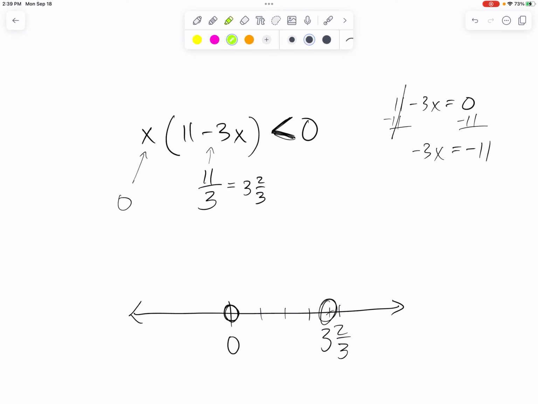If you pick a number from this location and plug it in, it's going to work. If you pick a number from this location and plug it in, it will also give you a true statement. If you pick anything in this area, it's going to be invalid. It will be incorrect. Let me prove it to you. I'm going to pick the number 2. It's in that zone. So if I put it here, I'd have 2 times 11 minus 3 times 2, that's 11 take away 6. So I get 2 times 5, that's 10. Positive 10 is not less than 0.